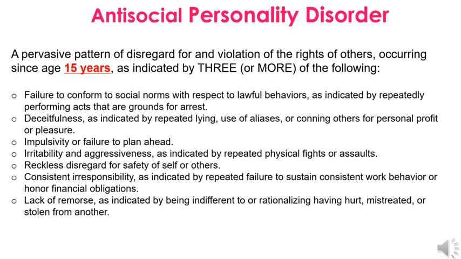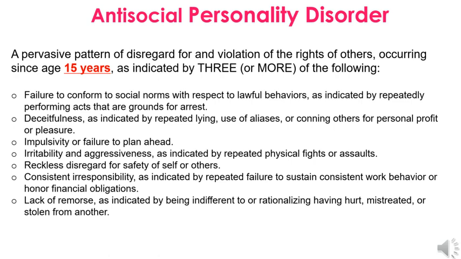According to DSM-5, a person with antisocial personality disorder should have at least 3 or more of the following, occurring since age 15 years. 1. Failure to conform to social norms with respect to lawful behaviors, as indicated by repeatedly performing acts that are grounds for arrest. 2. Deceitfulness, as indicated by repeated lying, use of aliases, or conning others for personal profit or pleasure.